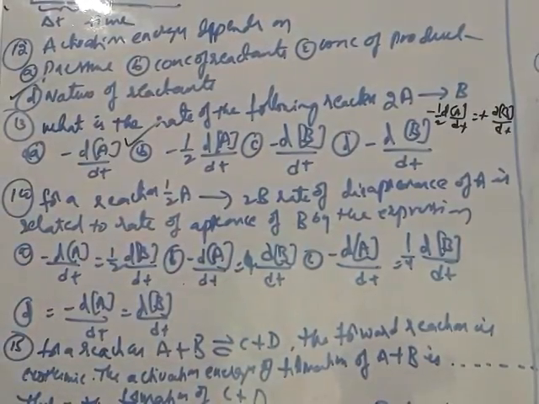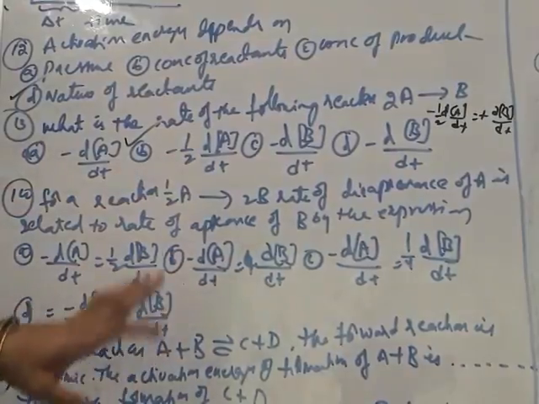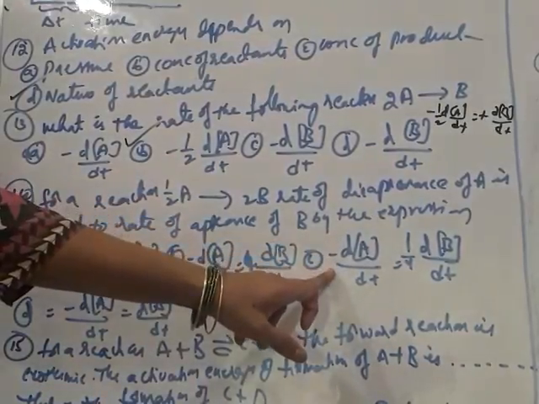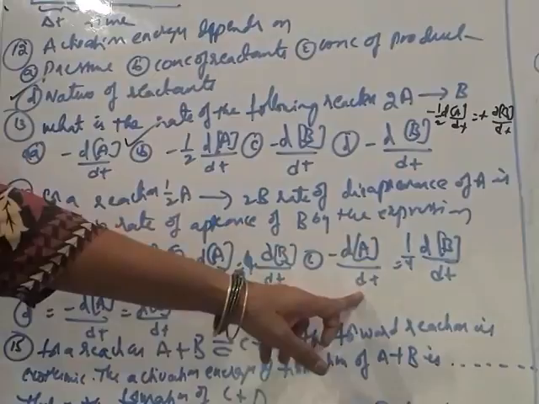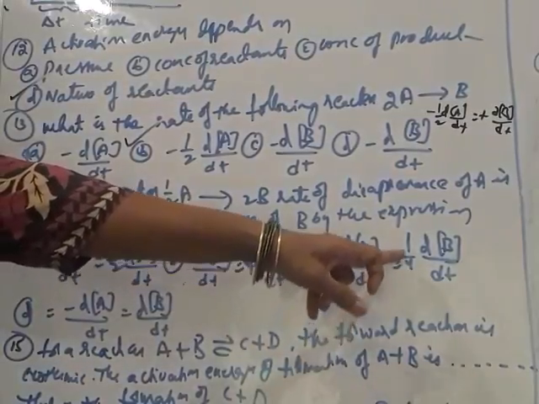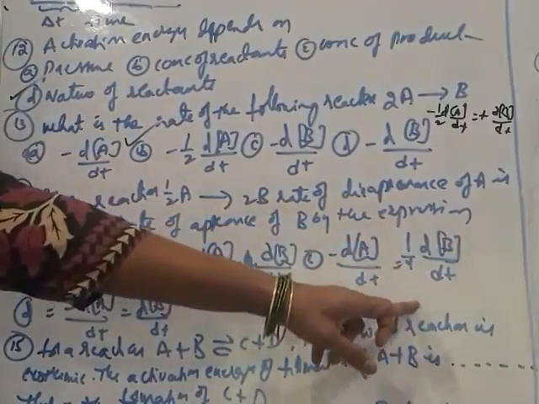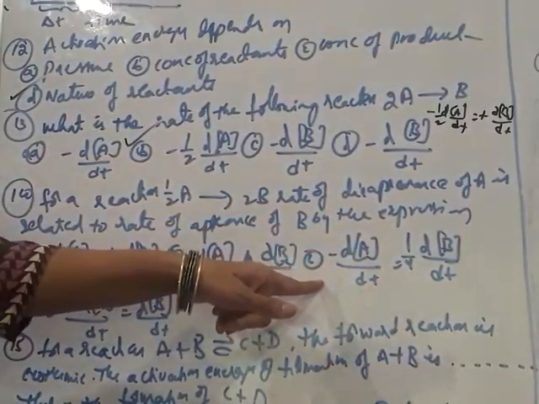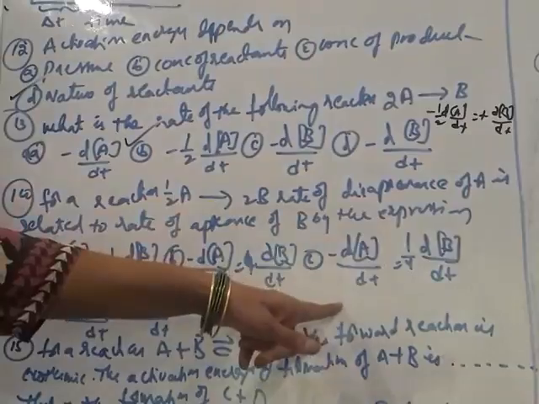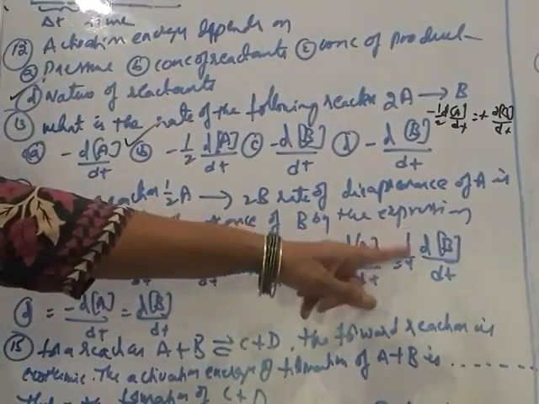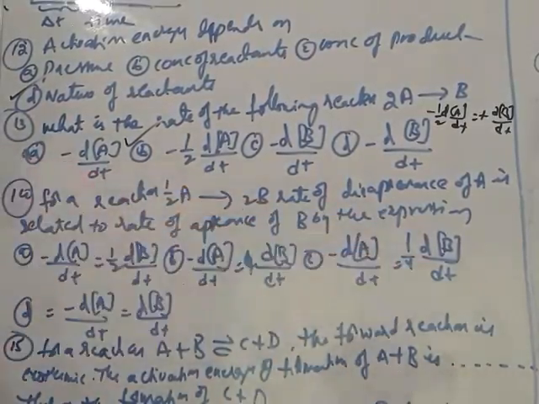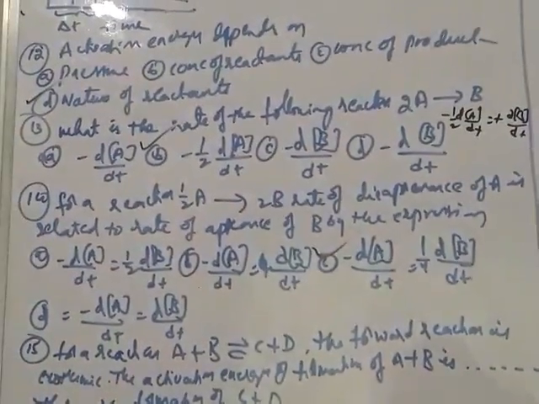Okay. So, here rate of the reaction is given as minus dA by dt, that is equal to plus 1 by 4 dB by dt. Okay, minus concentration of reactant A by dt, that is equal to 1 by 4 concentration of B by dt. So, this is the correct option. Okay, next.